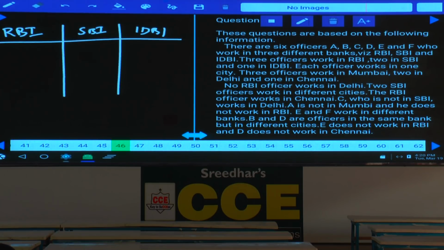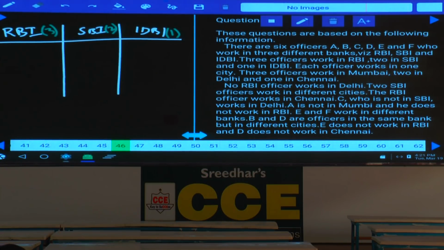Now 2 officers work in SBI and 3 officers work in RBI. And from RBI how many persons should be there? There must be 3 persons from RBI and 2 persons from SBI and only 1 person is from IDBI. Done with this? Now this is the information we have.